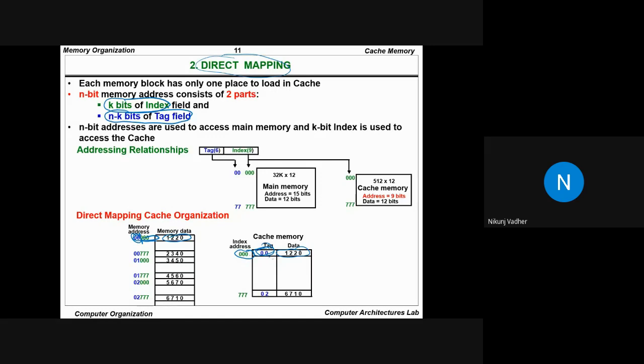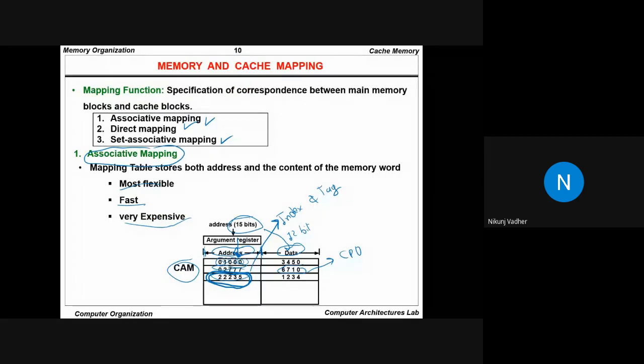If you want to store the content on this, then 777 will be the index, and here the tag will be 01. And whatever data there is, let's say 4560, it will be stored over here. Now, while we are storing this, what will be the advantage? The advantage is that previously we were comparing all 15 bits.